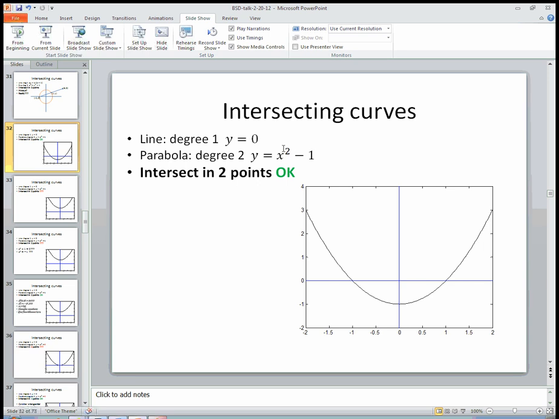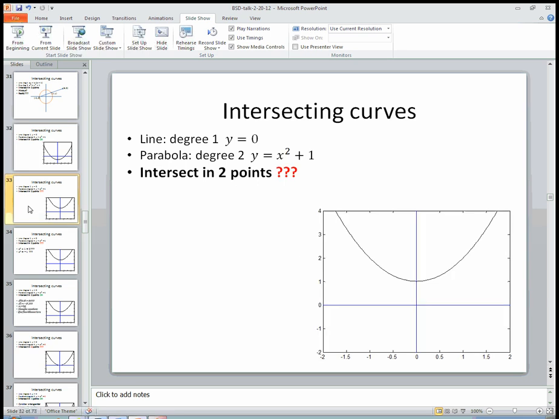It's definitely degree 2 because the x is squared. It's all about the maximum degree. The y doesn't have to be squared for it to be degree 2. These guys definitely intersect in 2 points. Boom, boom. So that's okay. That's another example of my claim. But this one should look pretty weird. All I did was change the minus 1 to a plus 1. It's still the same degree 1 line, and a very similar related degree 2 parabola. These don't intersect at all.